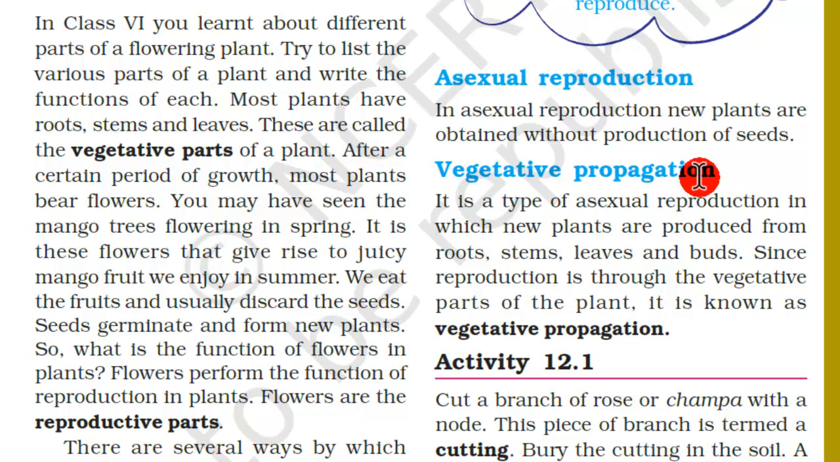Vegetative propagation is also a type of asexual reproduction in which new plants are produced from the roots, stems, leaves, and buds. Since reproduction is through the vegetative parts of the plant, it is known as vegetative propagation. So these are the vegetative parts: roots, stems, leaves, and buds. With these, the new plant can arise.